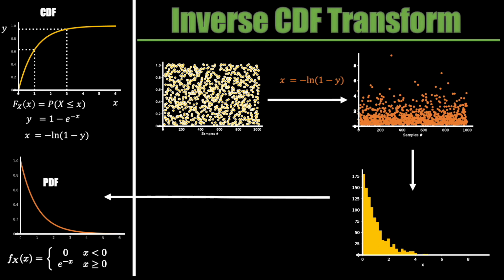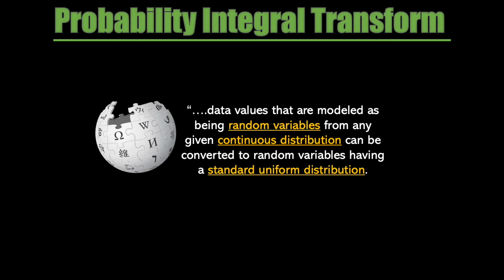So the algorithm does work, but still I have not explained why this worked. What is the proof? And to explain that, I will take the help of a related concept called probability integral transform.